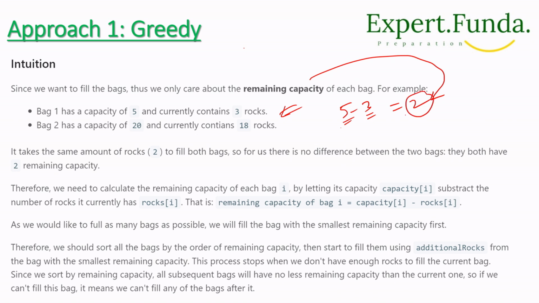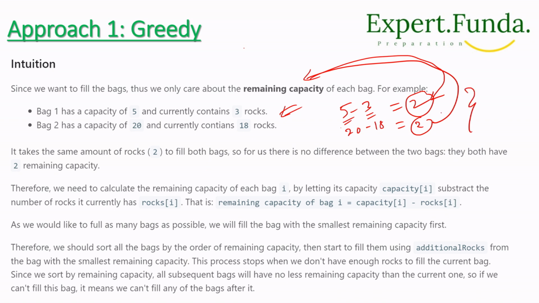So we have to focus on the remaining capacity. Similarly, bag 2 has capacity 20, but it is currently storing 18, which means we can store 2 more. So the remaining capacity is 2. So it takes the same amount of rocks to fill both bags. For us there is no difference between the two bags, since they both have remaining capacity 2.